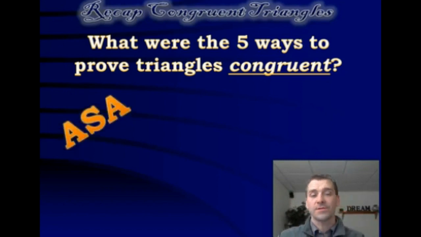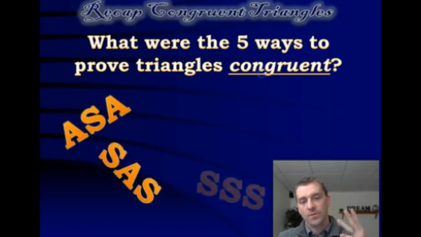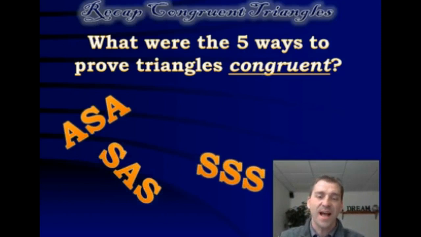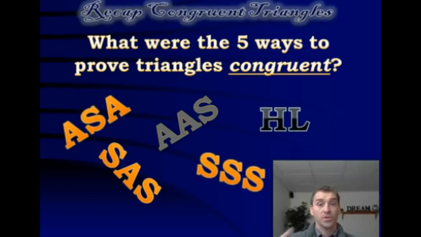Number 1, my friends: angle, side, angle, in no particular order. Number 2: side, angle, side. A third one was the one that we stuttered: side, side, side congruency. And then we had the kind of goofier one, angle, angle, side. Remember, there's one that we don't write. Those are 4 of them. There's one more, and this was the oddball. It dealt with all the right triangles. It was the HL postulate. Did you get it? Good job, good for you.